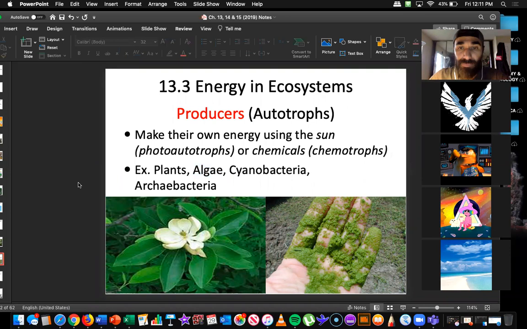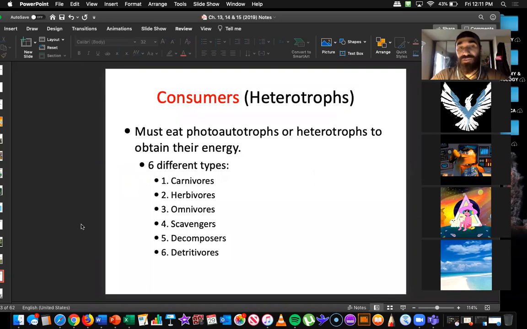And this is algae. If you've never dipped your hand into the surface of a still pond. All right, consumer, the more interesting ones, and you're probably not familiar with all of these.